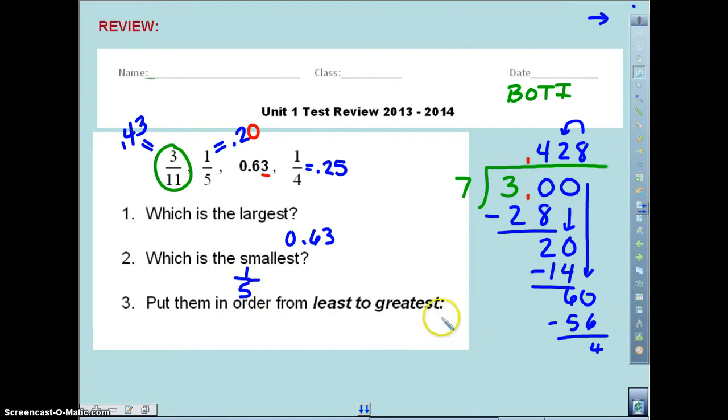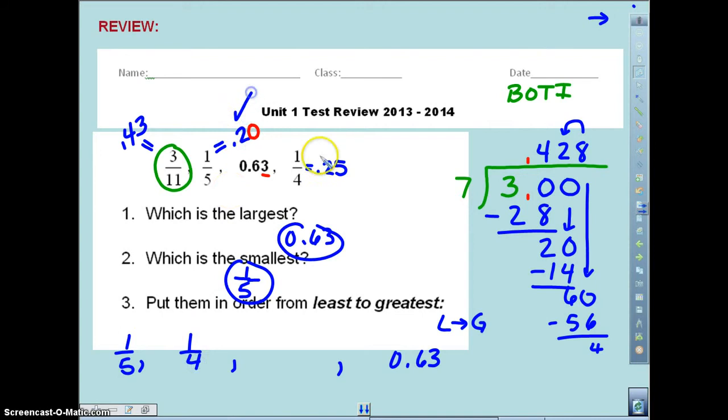Now order from least to greatest. And you just said your smallest was 1/5. You just said your largest was 0.63. I need 2 more numbers. One right there and one right there. Okay, so it's 0.2. What comes next? Yep, 1/4. Got that one, got that one. I've got this one placed. So the last one is the 0.43 or 3/11ths.